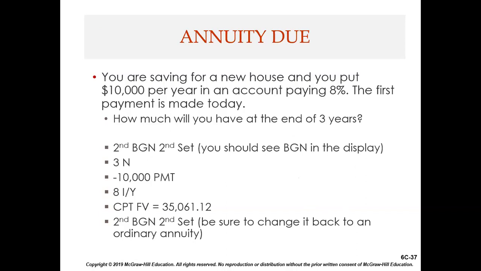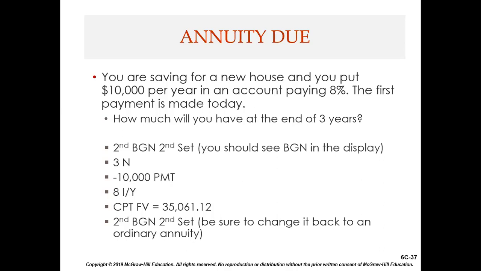Those were where the equal payment, the same amount, is happening at the end of each period. Now we're going to take a quick look at how we calculate if the annuity payment is at the beginning of each payment period. So here's an example. You are saving for a new house and you put $10,000 per year in an account, paying 8%. The first payment is made at the beginning of year one, today, time zero.